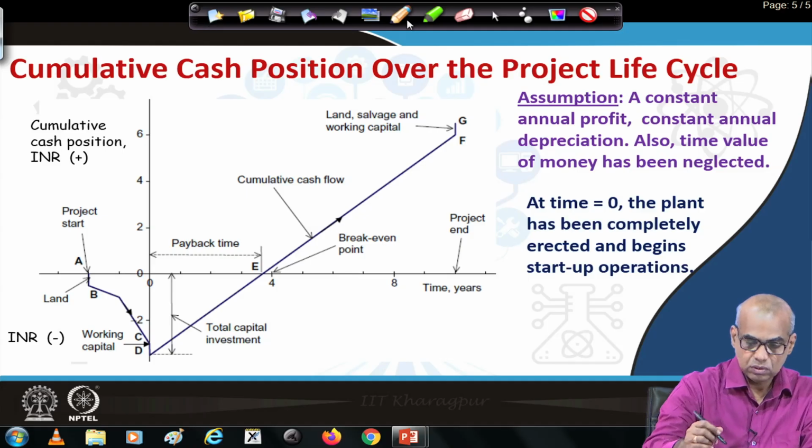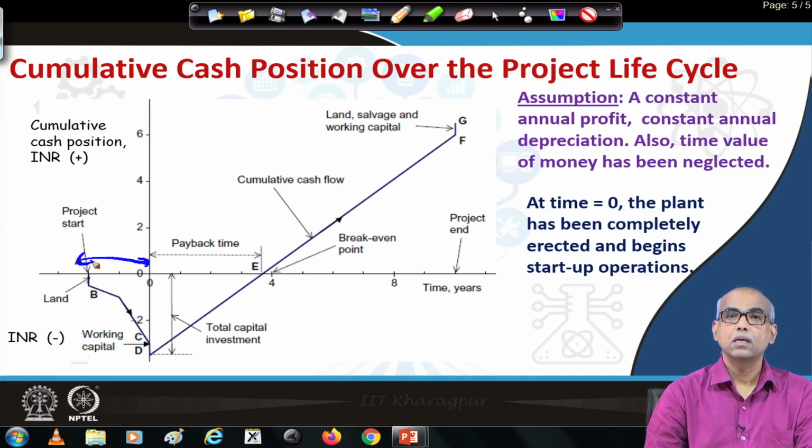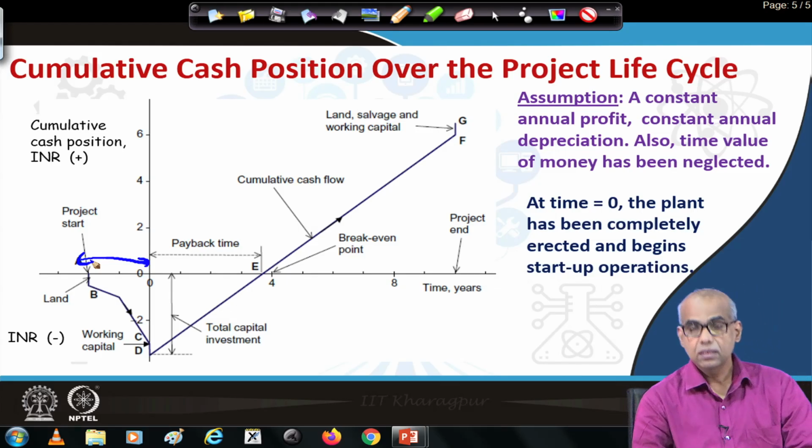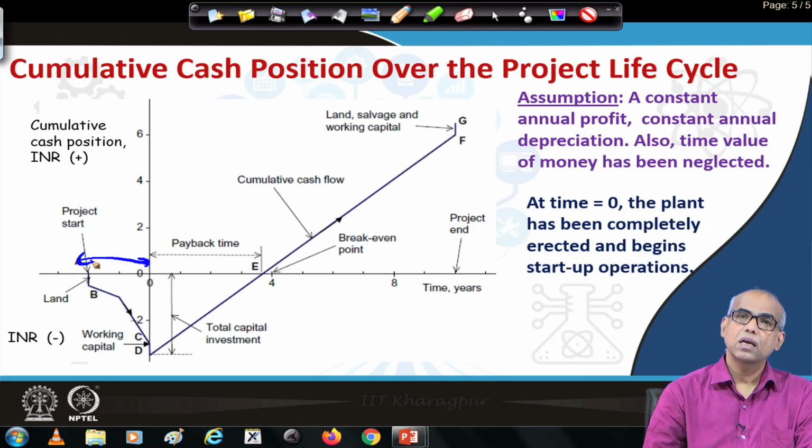So, this is the period over which you buy land, you put your capital investment, fixed capital investment as well as working capital investment, you do the startup operation, and time 0 coincides with the time at which the operations start and the plant sells the products and revenue is earned.